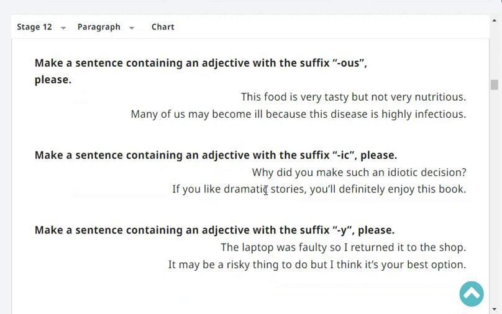Make sentences with an adjective with the suffix -ic, please. Why did you make such an idiotic decision? If you like dramatic stories, you'll definitely enjoy this book. Very good.